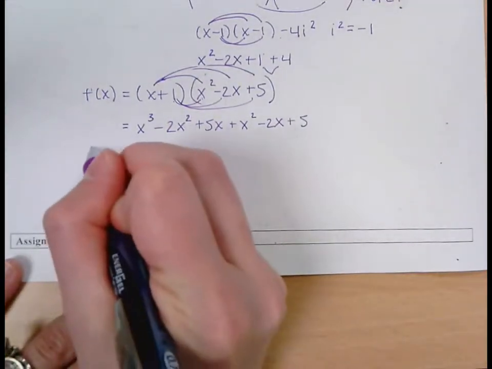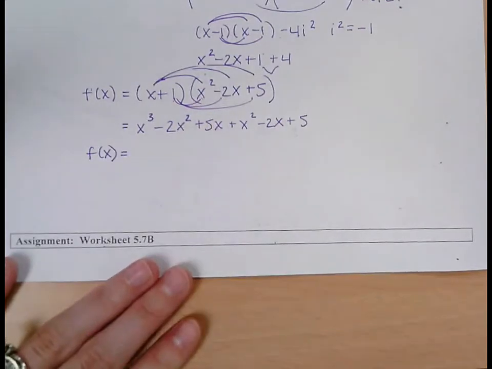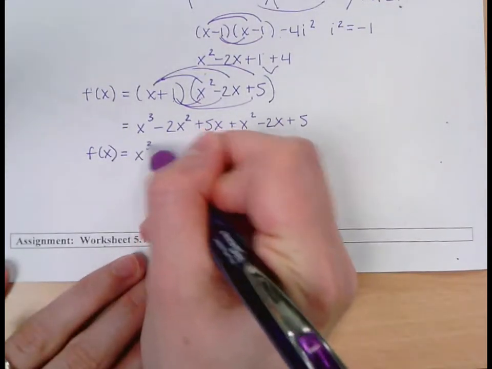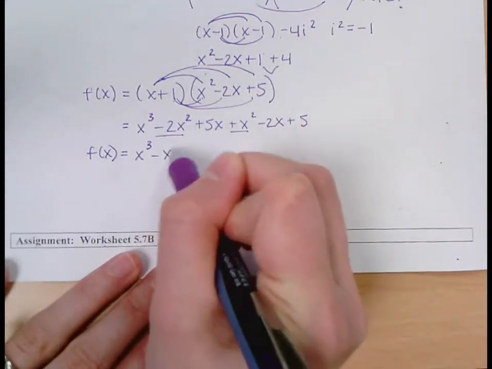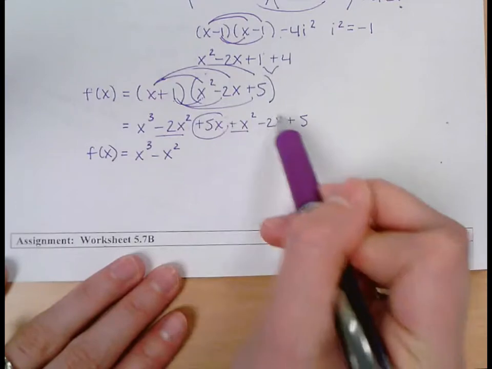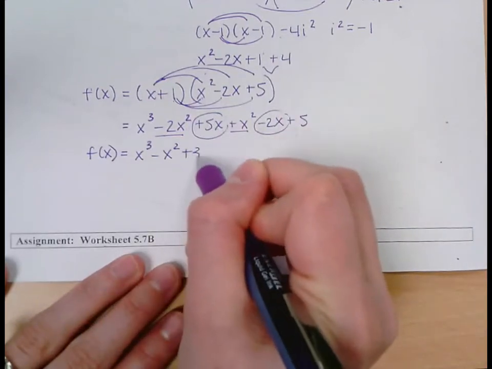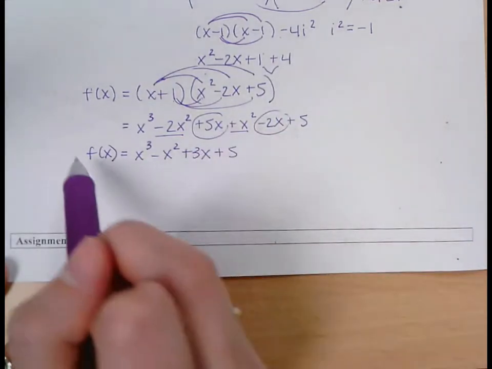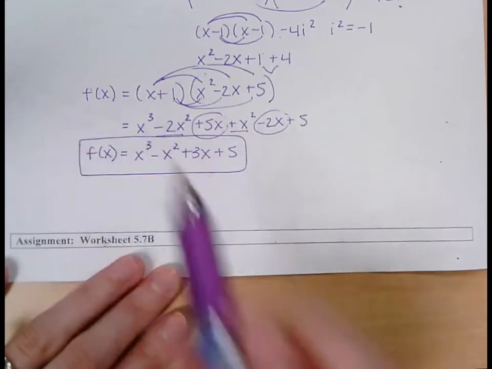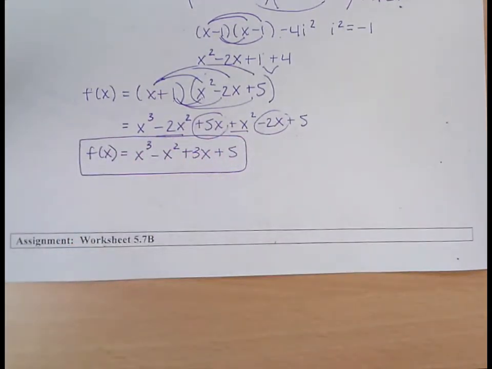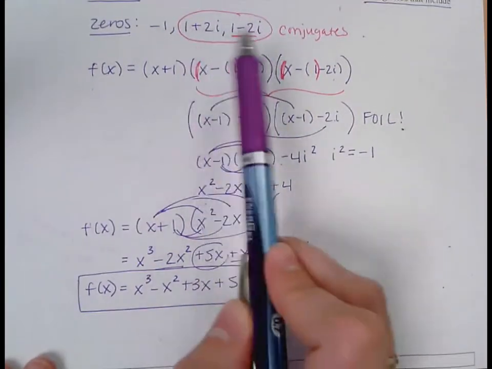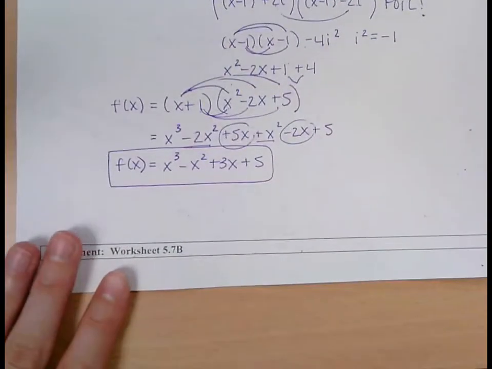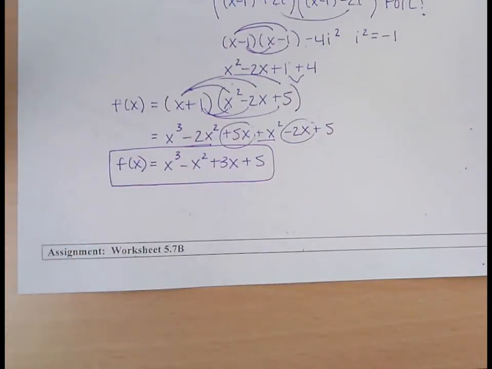And then combine like terms, and you'll have your function. So I have x cubed. I can combine minus 2x squared and x squared. That's minus x squared. Positive 5x minus 2x is plus 3x, and then plus 5. And that's your function. Now again, based on these imaginary solutions, this was a more challenging example. Not all of them are exactly like that, but hopefully then you get the idea.